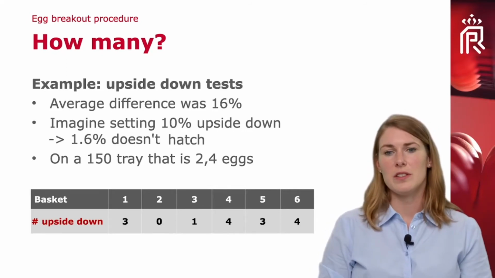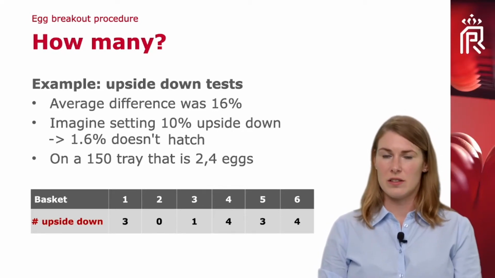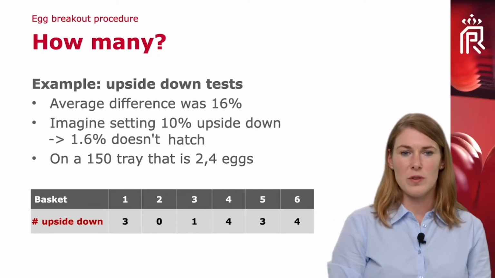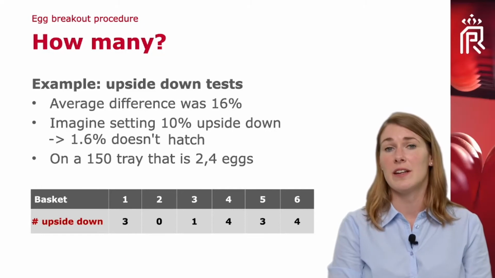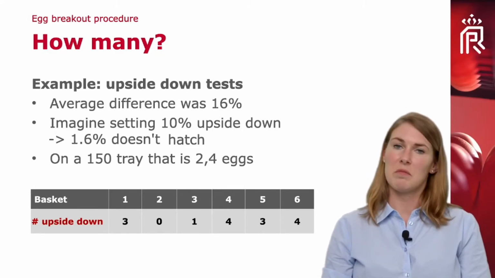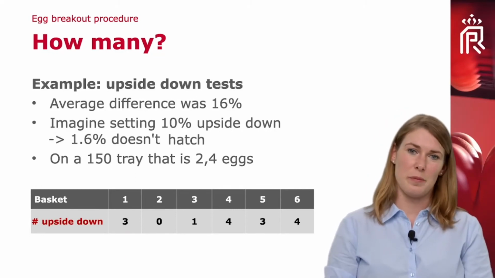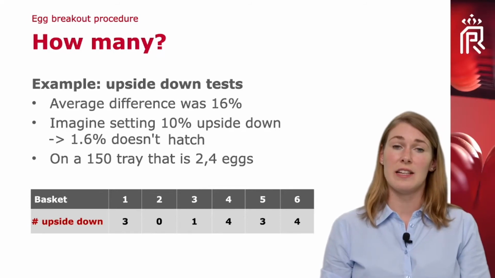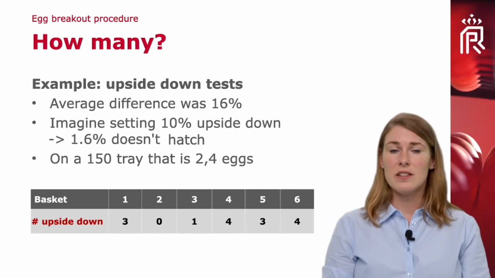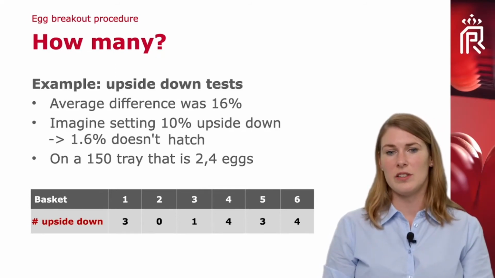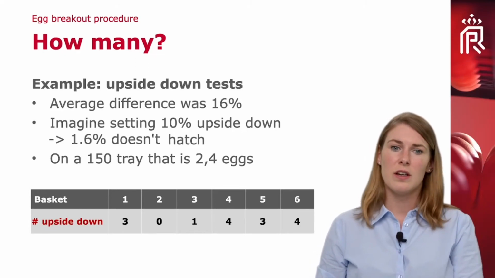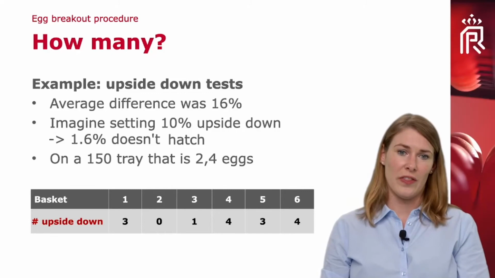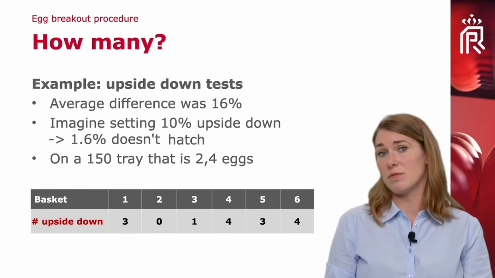Now, say you open 6 trays, and you open the first tray and you see 3 eggs that were upside down that didn't hatch. Okay, this is a bit high. Let's check and find out the others. And then the second tray that you open is 0, and the next one after that is 1. So you think, oh, that's actually not that bad. If you combine that, that's okay.